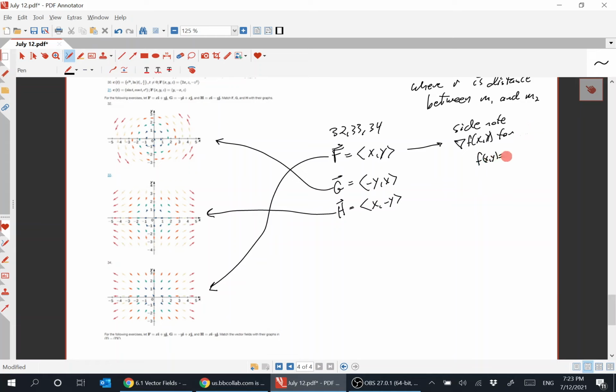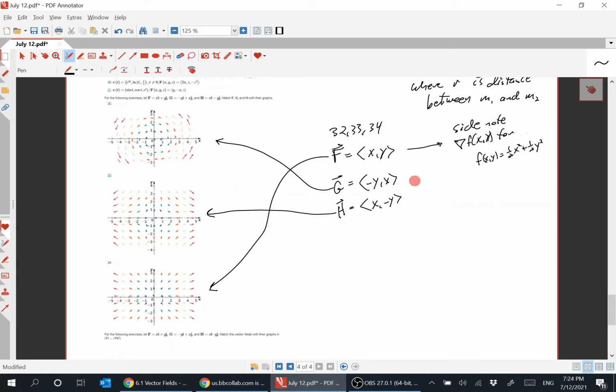Fx, oh, I think I know what it is. It is 1/2 x squared plus 1/2 y squared. Yeah, 1/2 x squared plus 1/2 y squared. Partial derivative with respect to x here is just x. Partial derivative with respect to y is just y. Right, so you get that.